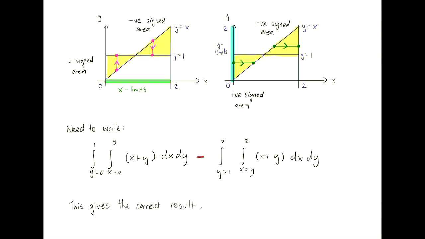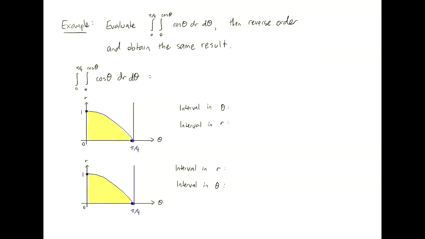Okay. So this is nice and easy. It just means that we need to be a little bit careful about geometry. We're going to keep powering on and do a coordinate system which I think you've met before. So here I've just written out this integral. I've said integral from 0 to cos theta, integral 0 to pi on 4, cos theta dr d theta, and then reverse the order and get the same result.